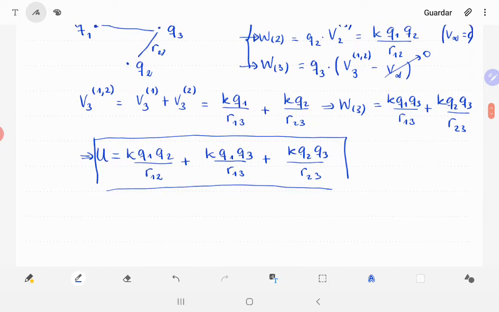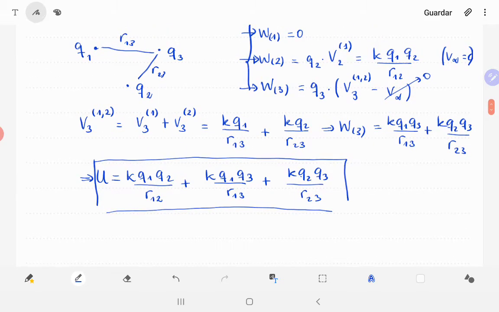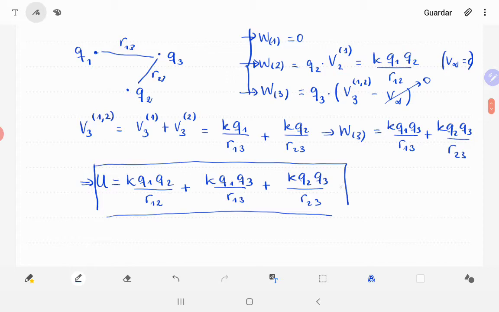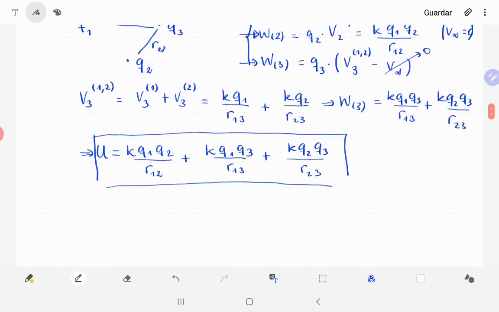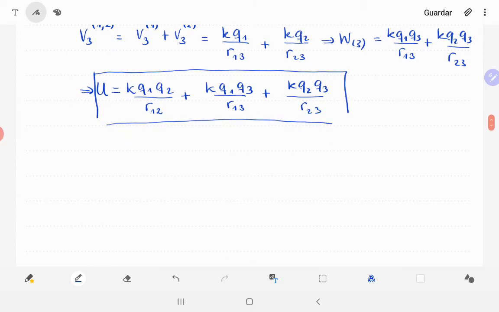I leave to you to demonstrate that you're going to end up having the same expression if you bring the charges in a different order. For instance, if you bring first Q3 and then Q2 and then Q1, you're going to end up having the same expression. This is okay when we have not many point charges to bring, but if we have a big amount of point charges, this can be quite complicated. So we're going to look for an expression that is valid for a set of n point charges.